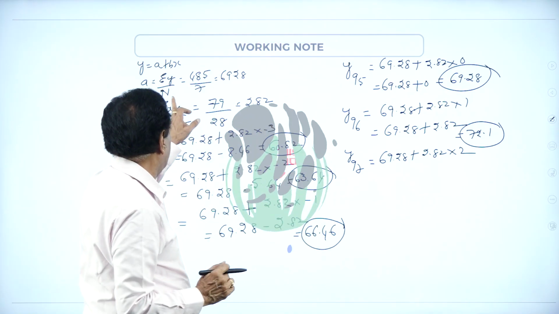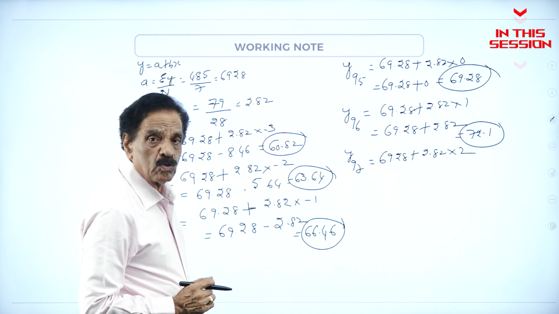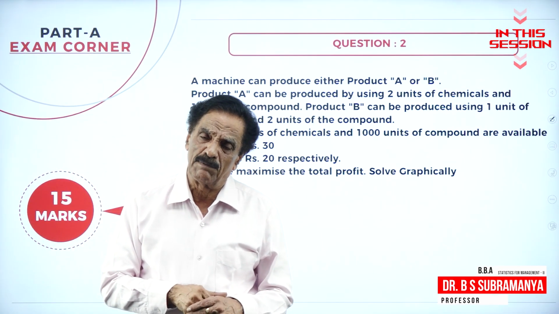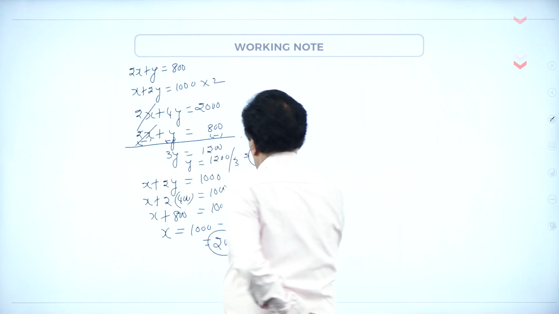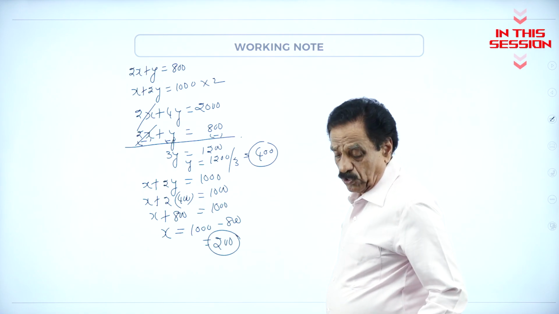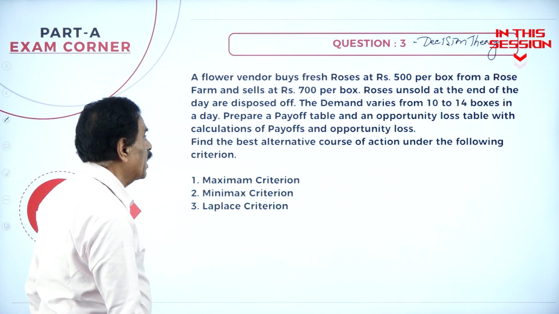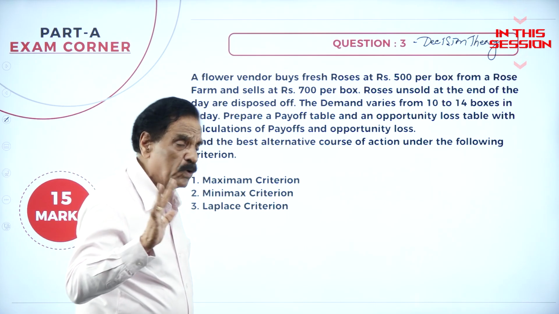Wherever A comes, you have to apply 69.28. Wherever B comes, you have to apply 2.82. Where the maximum profit is available when you involve the machinery and the labor. So while you are solving the problem, your Y value should come 400, X value should come 200. Rows unsold at the end of the day are disposed of. No, nothing has been left over here, it has been disposed of.